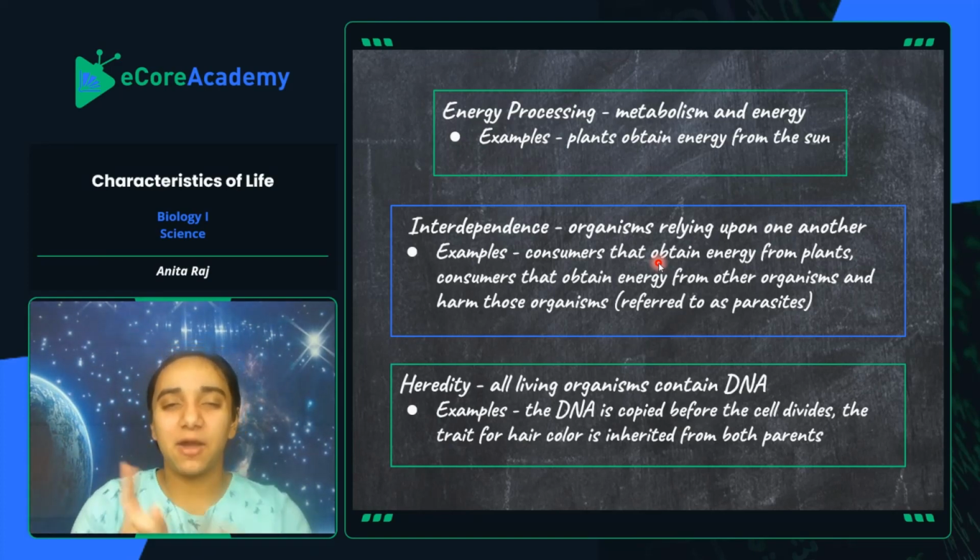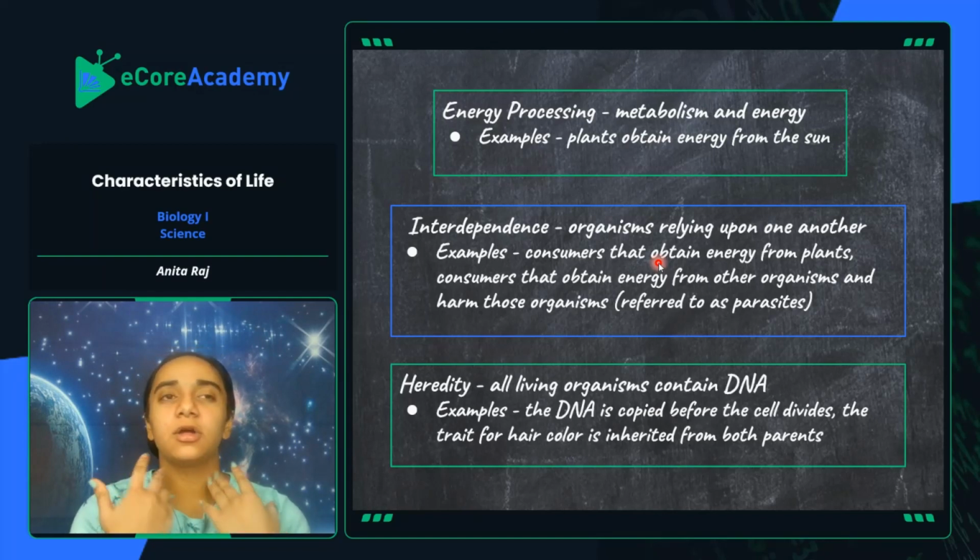It's just that windy double helix, and this contains all of our genetic information. It's pretty much the form of inheritance and heredity. Examples include DNA is copied before the cell divides, and the trait for hair color is inherited from both parents. So this all goes back to the cell.